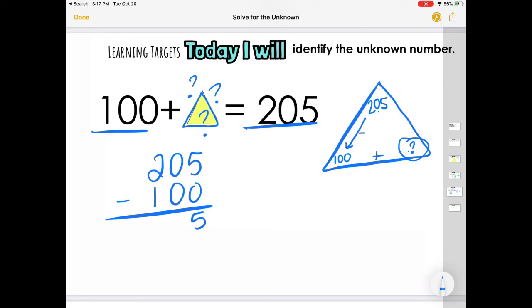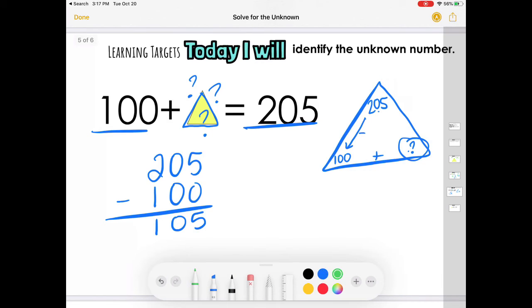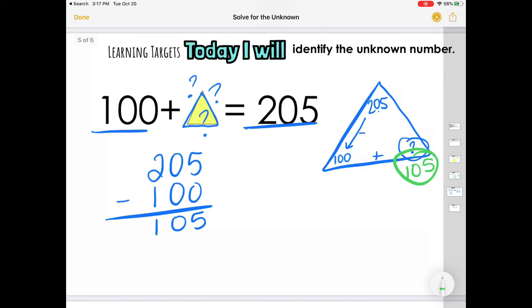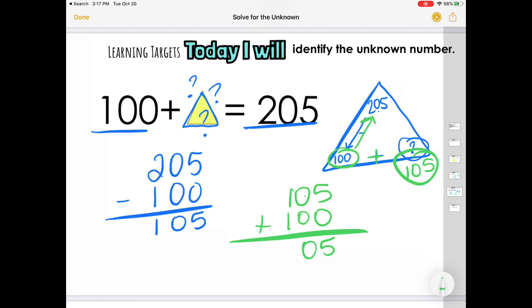Because I know 100 plus the unknown will give me 205. 5 minus 0 is 5. 0 minus 0 is 0. 2 minus 1 is 1. So my unknown is 105, but I'm going to double check. If I take 105 and add it to 100, it should give me 205. 105 plus 100, 5 plus 0, 0, 2. Checks out.